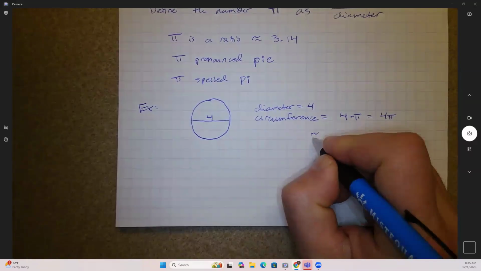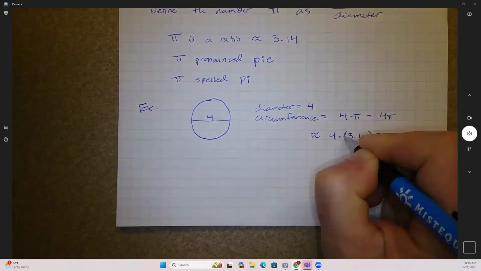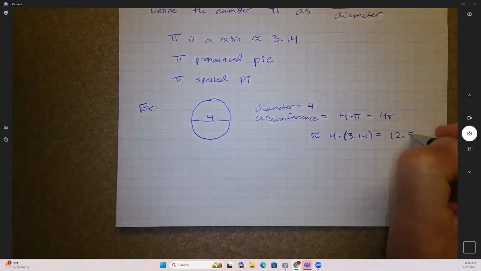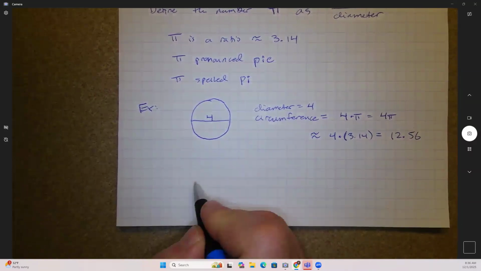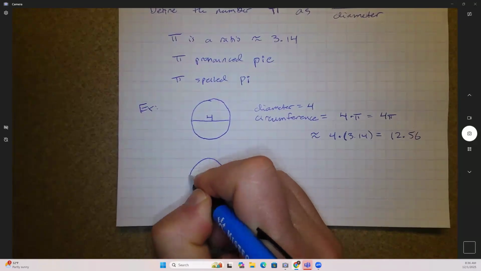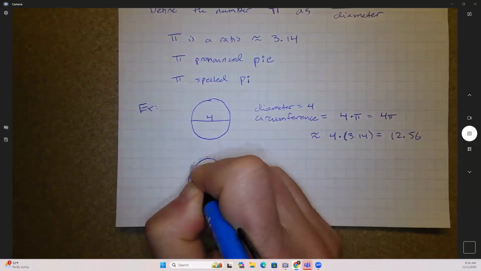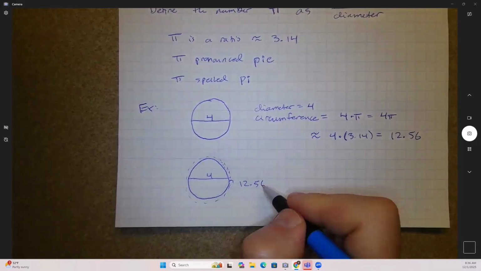So instead, we say it's about 4 times 3.14. And we grab our calculator. Most calculators have a button for pi, which is a more accurate decimal than 3.14. But it's about 12.56. So if you took this circle with a diameter 4 and you went on a walk all the way around it, you'd walk around about 12.56.